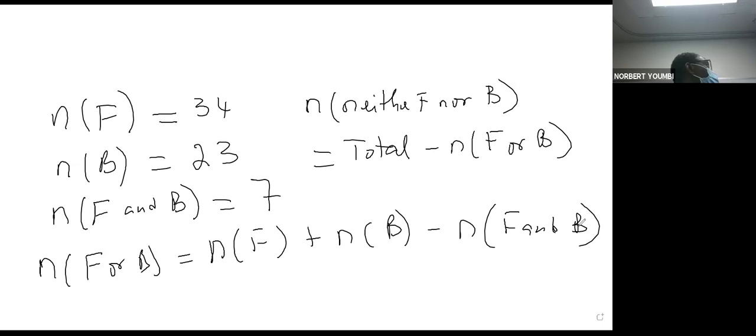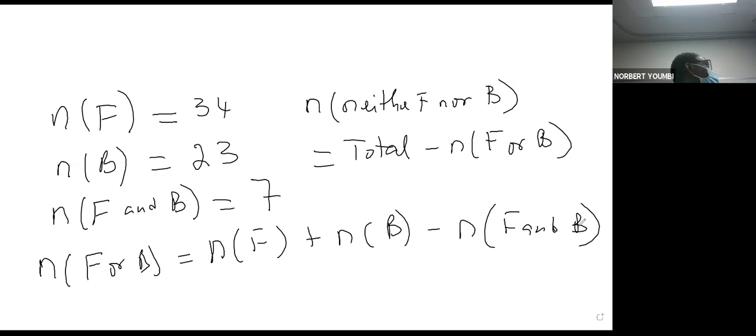That's what we do. If they ask the football coach, how many students play football? 34. Ask the basketball coach, how many students are playing basketball? 23. Now, the athletic director will know that of those, there are some that are playing both, and there are 7 of them. That's the key information. Otherwise, you can never know how many play football or basketball.